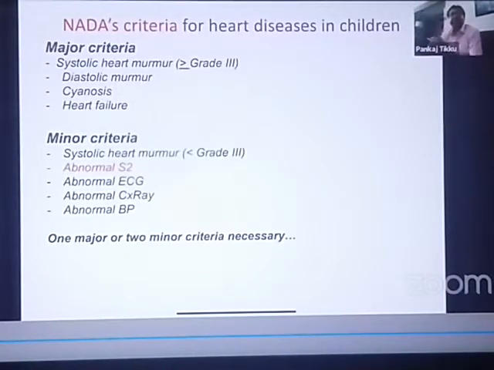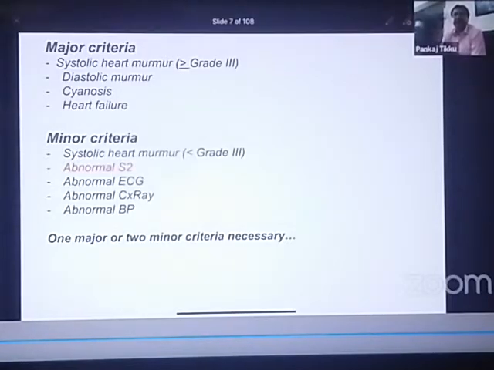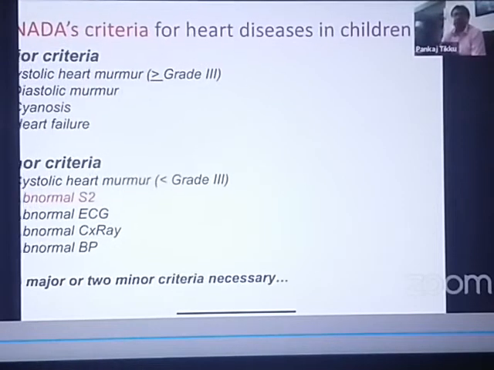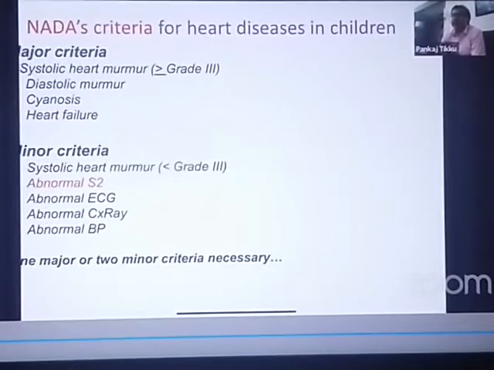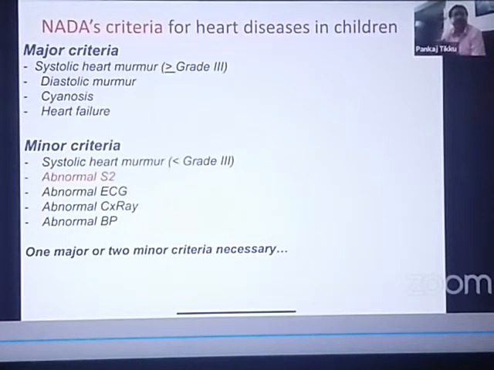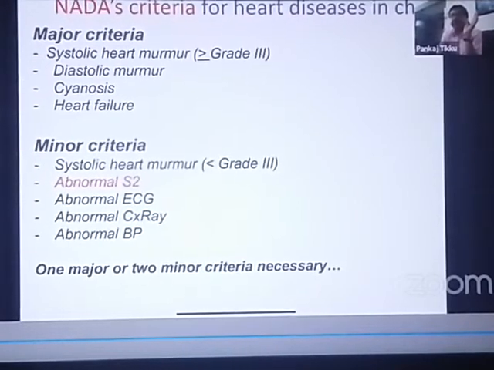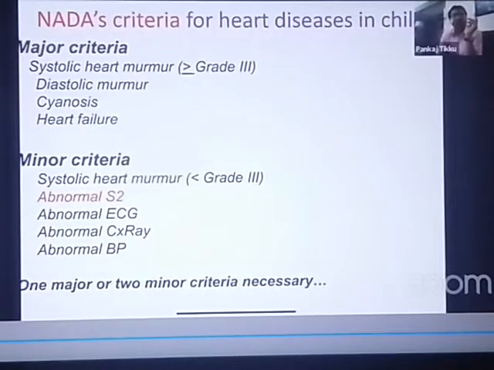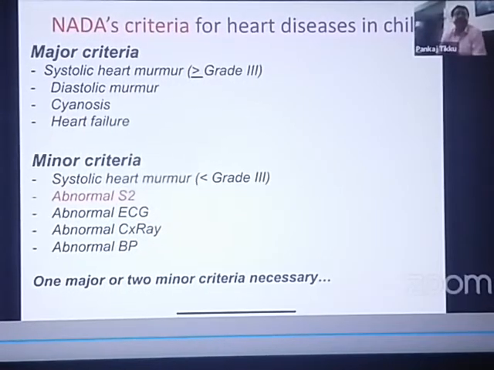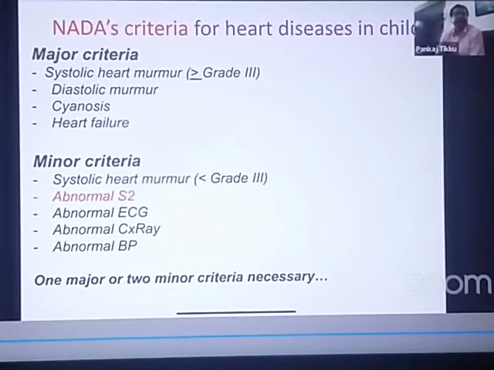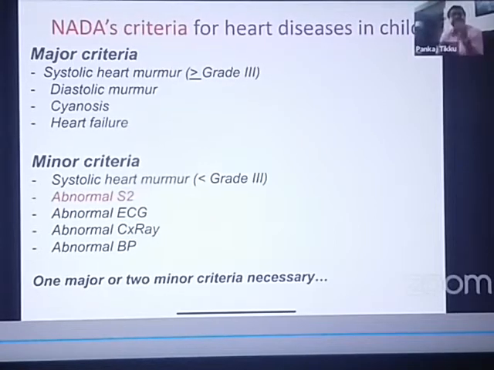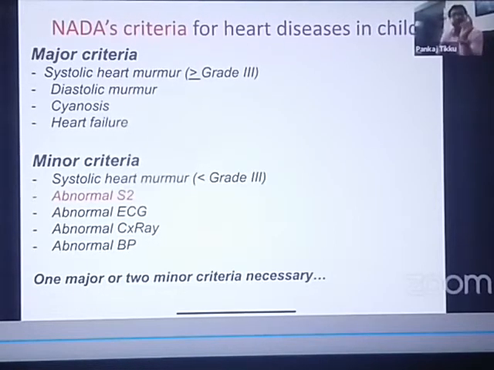Another thing I would like to tell you is NADA's criteria for heart diseases in children. These are certain major or minor criteria which can indicate the possibility of heart disease in a child. There are 4 major criteria and 5 minor criteria. Presence of 1 major criterion or 2 minor criteria can indicate the presence of heart disease in a child.